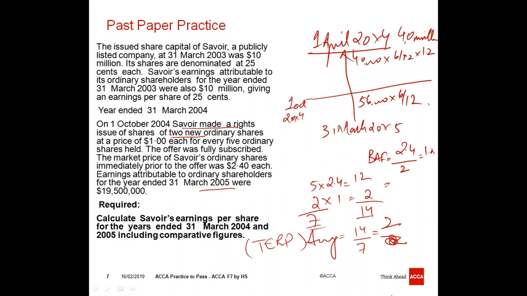Multiplying these two values, we get the EPS for 2005. That is 19,500 divided by whatever the value is. So I think I have to calculate the amount. So 40,000 multiplied by 6 divided by 12 multiplied by 1.2 will be 24,000, plus 56,000 divided by 2, which is 28,000. So 19,500 divided by 52,000. So the EPS should be 37.5 cents.